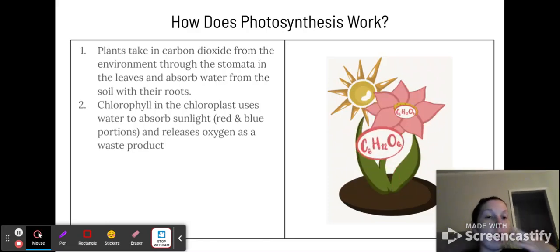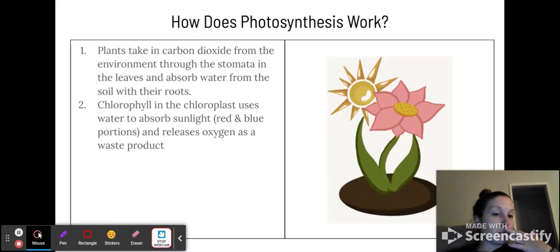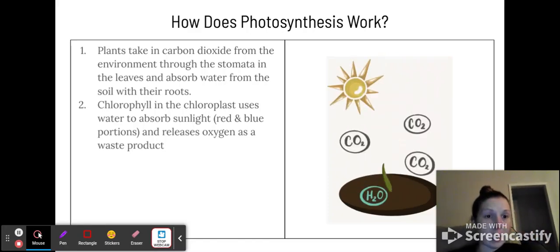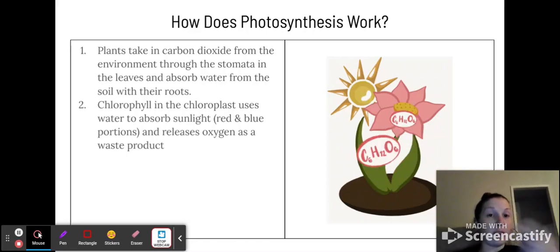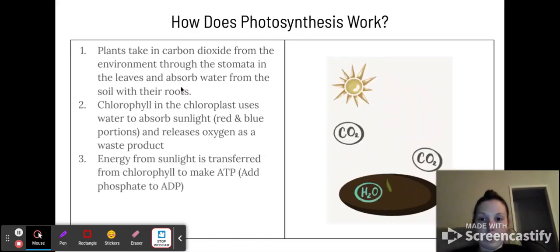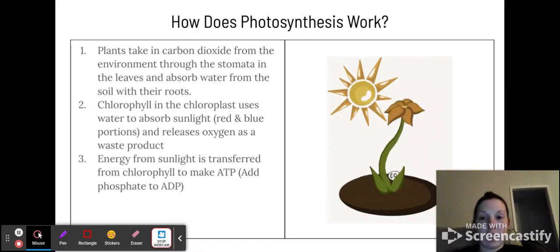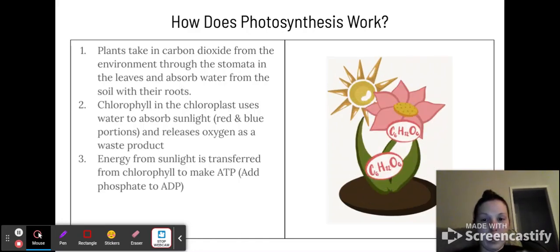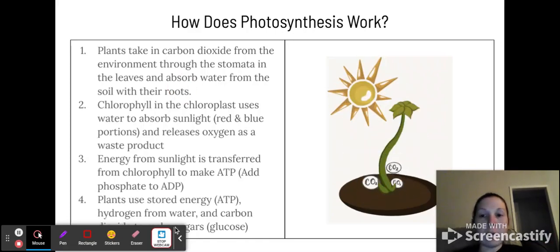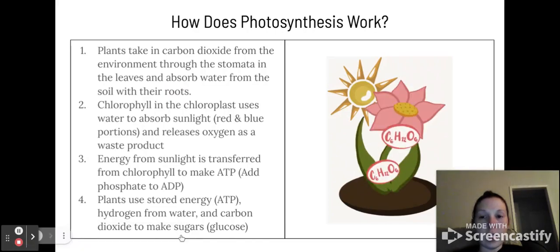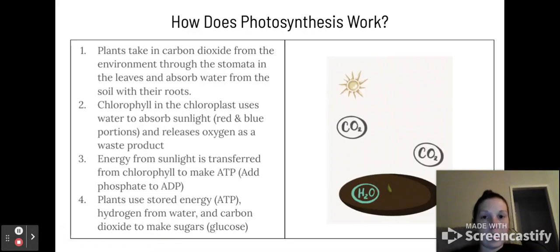Think about it. We always say, or they say, to talk to your plants to make them grow, to give them more CO2. Well, they're just as necessary for us because they produce what we need to survive as well. And then energy from sunlight is transferred from chlorophyll to make ATP by adding a phosphate to the ADP. Then the plants will use this stored energy, hydrogen from water and carbon dioxide, to make the sugars that it needs to feed.